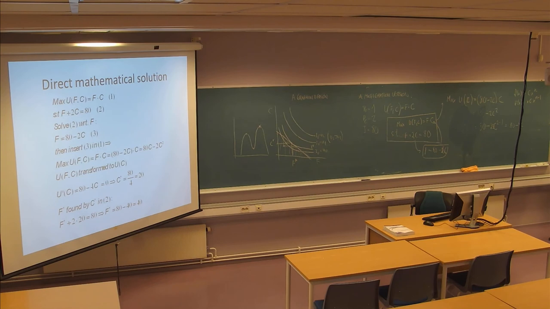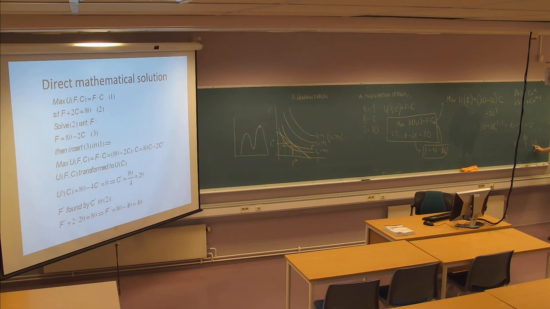Finally, of course, we have to equate the derivative to 0 to find these points. So we equate these to 0, keep on solving, and we end up with c star as 80 over 4, which is 20, isn't it? So the optimal amount of clothing this consumer would buy would be 20 units of clothing.